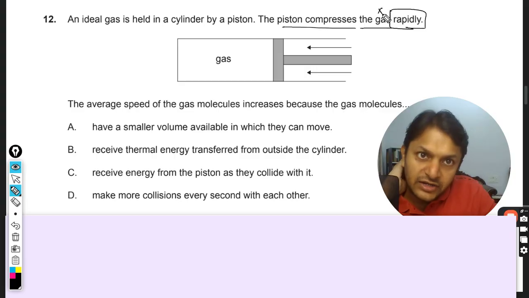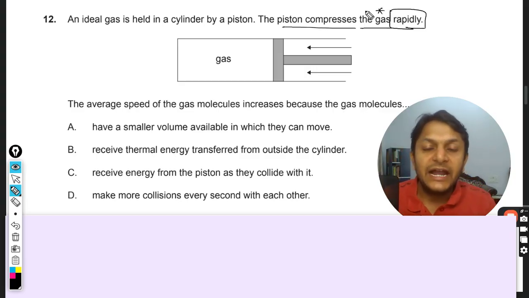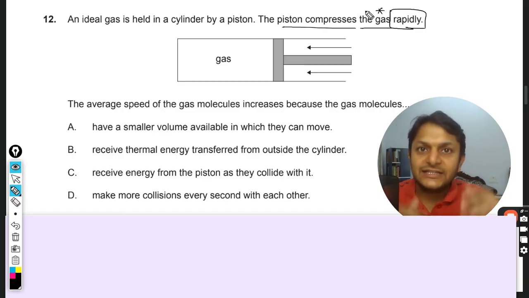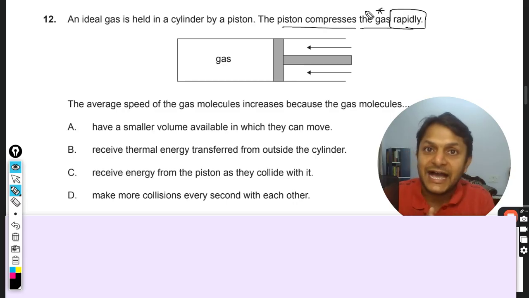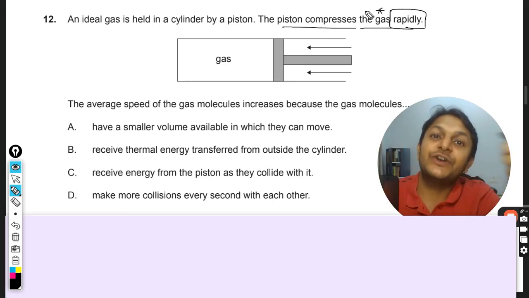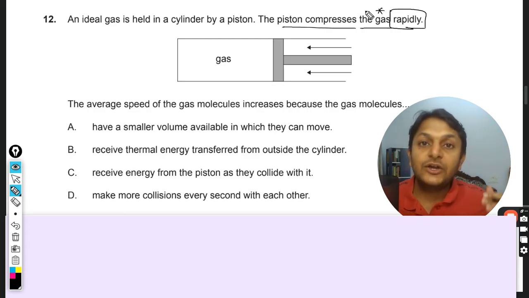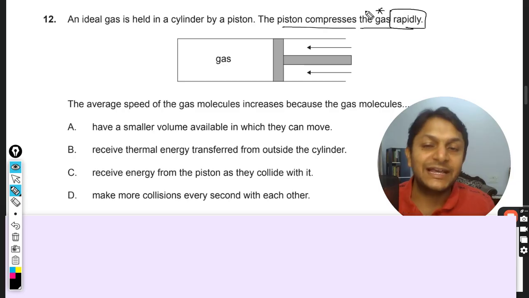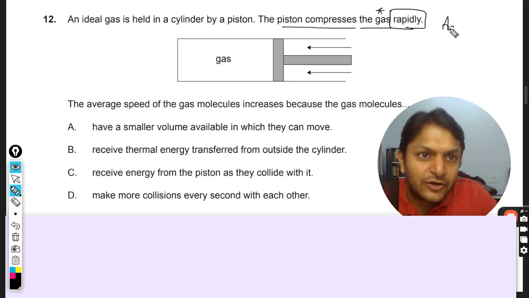So when this word is written, rapidly, it means that the process will be treated as an adiabatic process. Why so? Because the process is happening rapidly, the gas in the container is heating up, but it does not have that much time to transfer heat to the surrounding. So the transfer of heat is not happening because the process is rapid, not because the walls are adiabatic. So be very careful about it. Because the process is rapid, we are going to treat this as an adiabatic process.